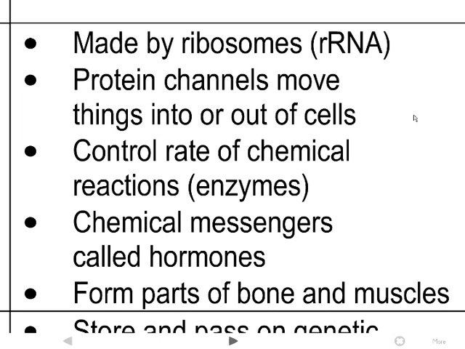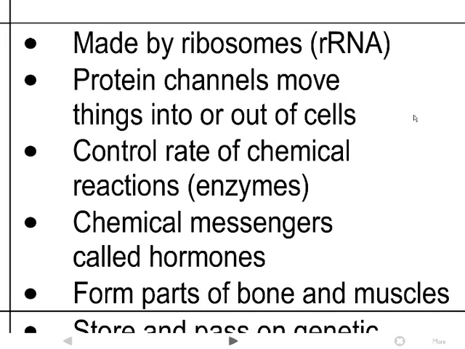They also control the rate of chemical reactions, and that type of protein is called an enzyme. They also serve as chemical messengers, so they're sort of like the mailmen of your body, sending messages to the other parts of your body to let them know what's going on. And those chemical messengers are a protein called hormones. And then they also form parts of your bone and muscles. So most of your body is made of proteins.